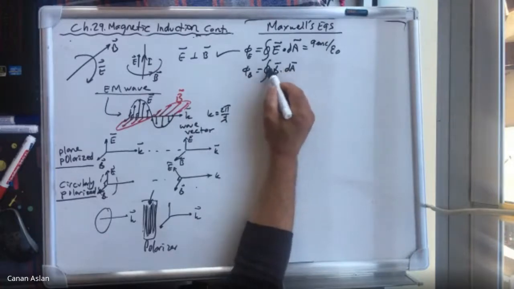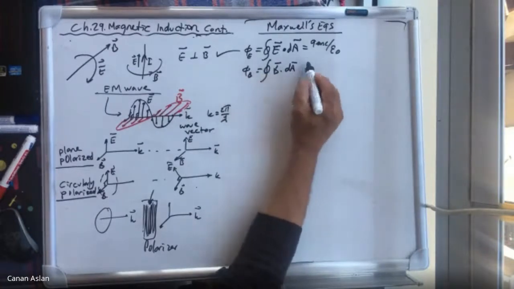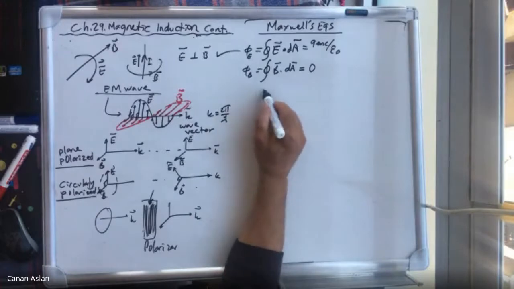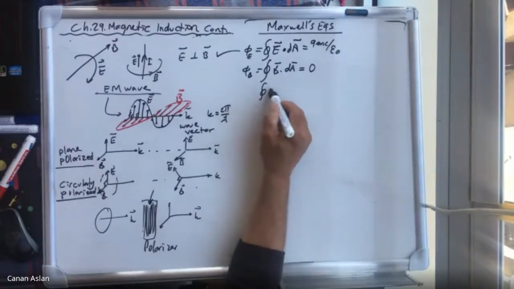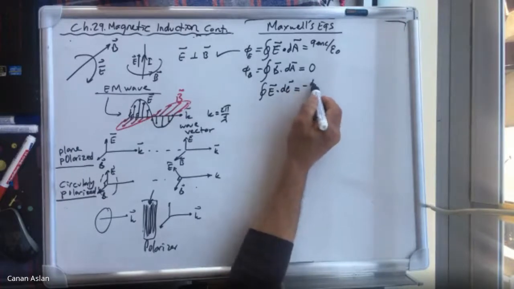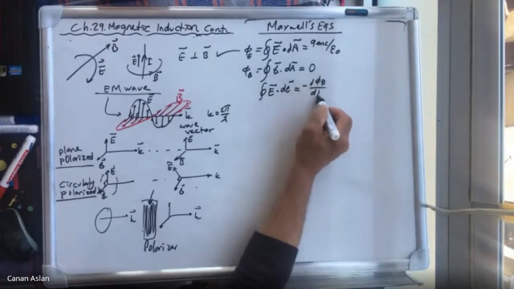If the magnetic flux is obtained through a closed surface, it is exactly equal to 0. So this is Gauss's law for the divergence. And now Faraday's law we just saw was this: the integral of E dot dl is equal to minus d phi B over dt, okay.